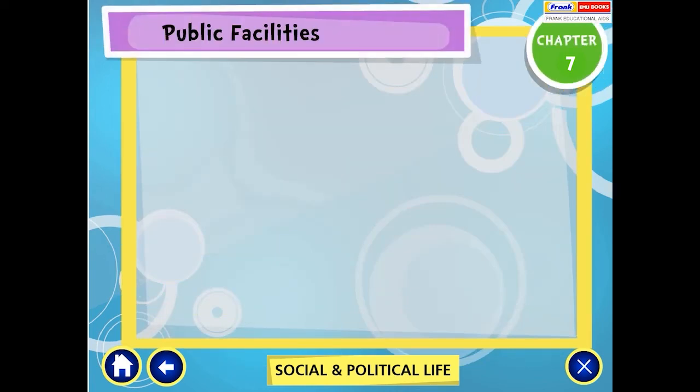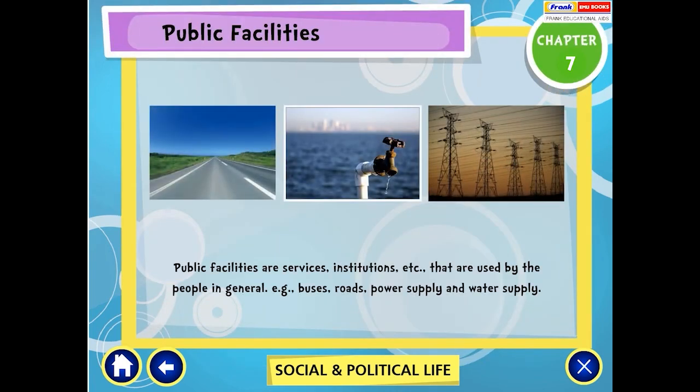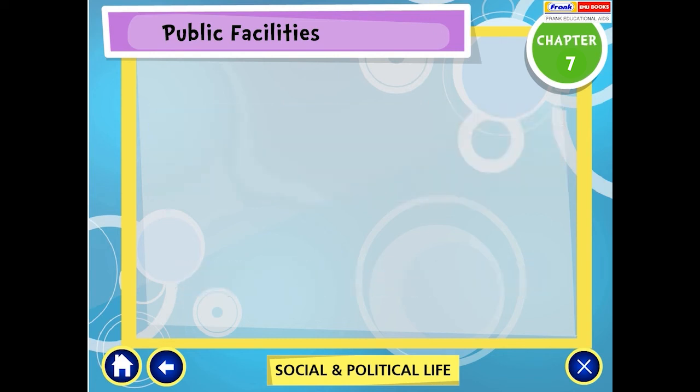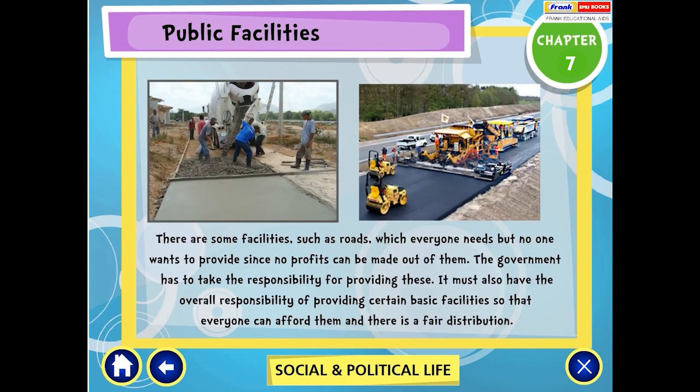Public facilities. Public facilities are services, institutions, etc. that are used by the people in general. Examples are buses, roads, power supply and water supply. There are some facilities, such as roads, which everyone needs but no one wants to provide since no profits can be made out of them. The government has to take the responsibility for providing these. It must also have the overall responsibility of providing certain basic facilities so that everyone can afford them and there is a fair distribution.